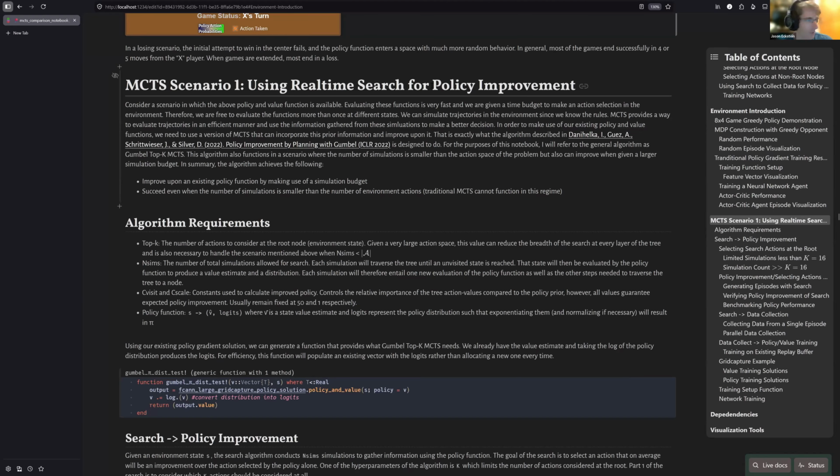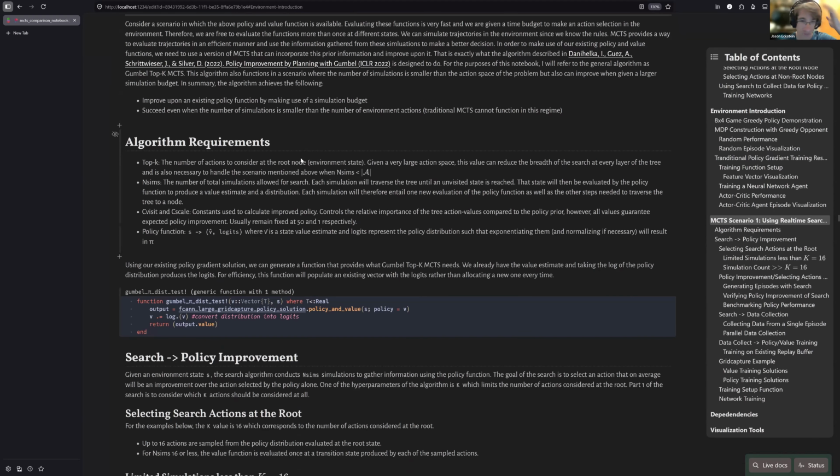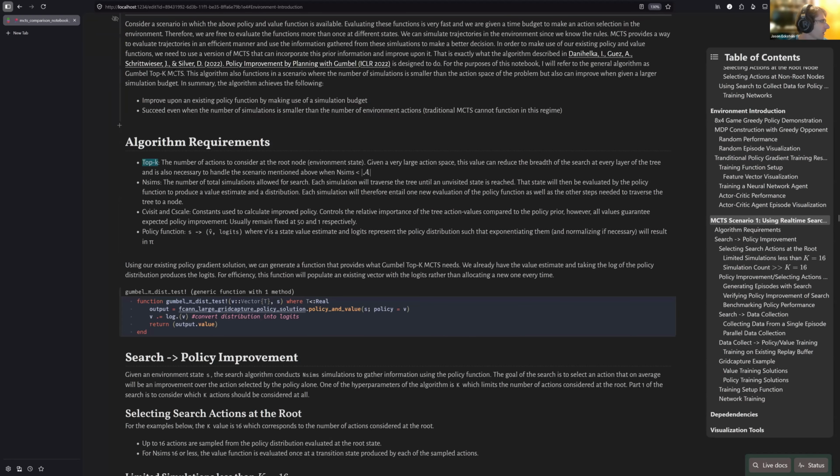So to use this algorithm, there are a few requirements and hyperparameters we need to think about. One of them is this top K value. Like I mentioned, I'm going to refer to this as Gumbel Top-K. In this case, top K refers to a decision about the maximum number of actions that are going to be considered from the search state.